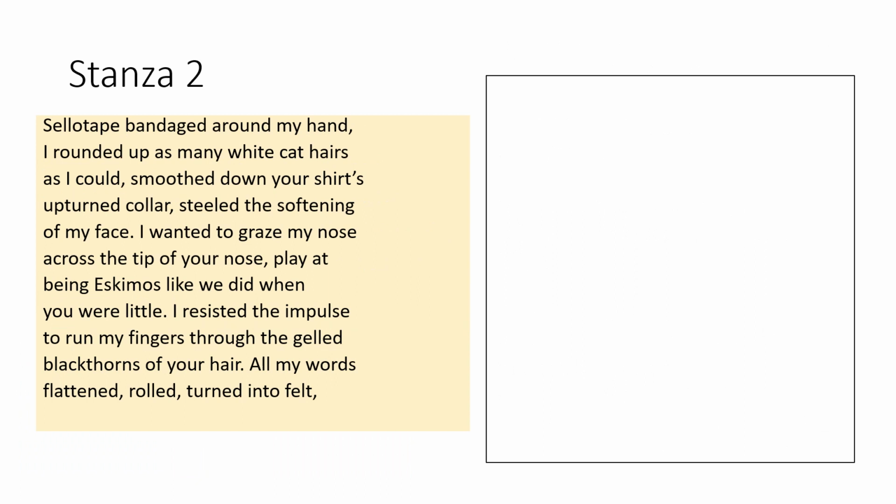And we get a similar idea when we move on to stanza 2. "Sellotape bandaged around my hand, I rounded up as many white cat hairs as I could, smoothed down your shirt's upturned collar, steeled the softening of my face. I wanted to graze my nose across the tip of your nose, play at being Eskimos like we did when you were little. I resisted the impulse to run my fingers through the gelled blackthorns of your hair. All my words flattened, rolled, turned into felt."